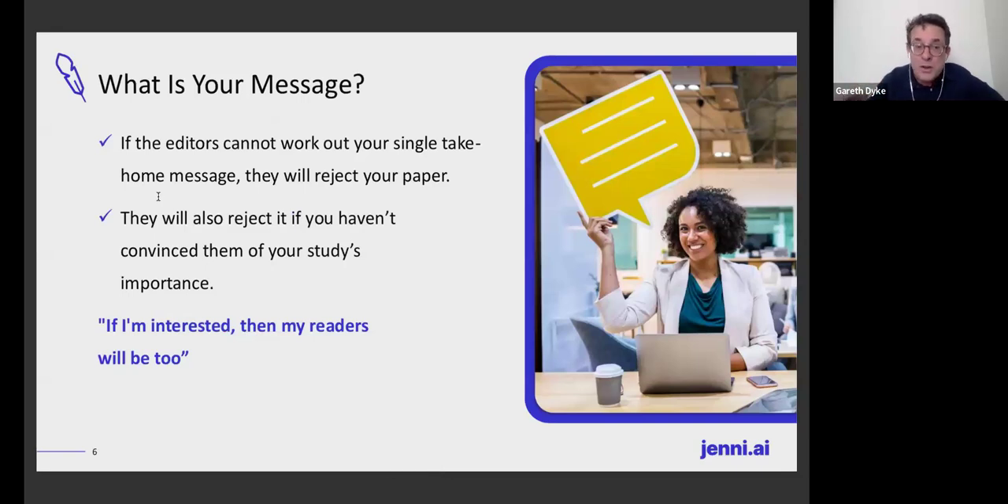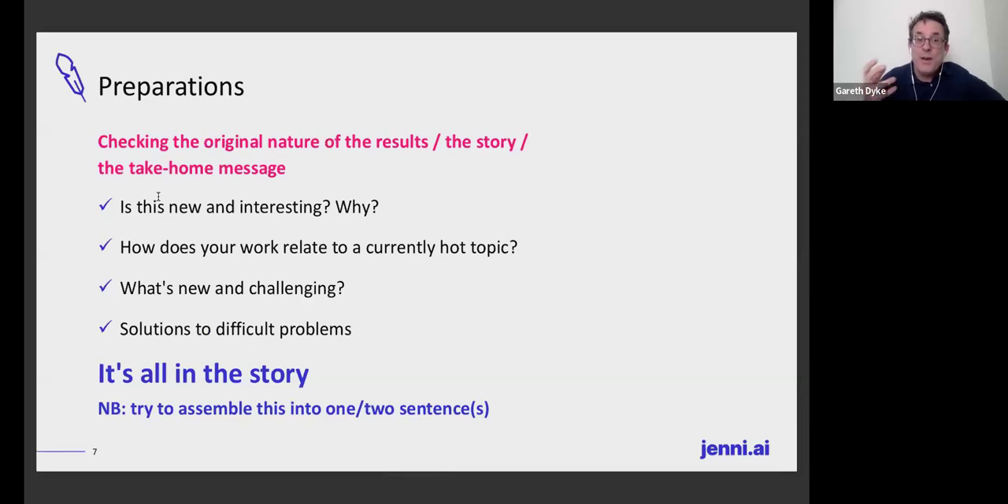So do have a good think about your message. What is it that your research article is telling readers, editors, and peer reviewers? Because if you don't have a simple, clear take-home message in your research paper, editors will probably reject it before sending it out for peer review. You've got to ask yourself the question, why is this interesting? Why should an editor want to send this paper out for peer review?